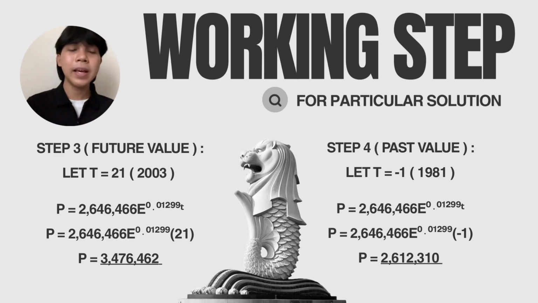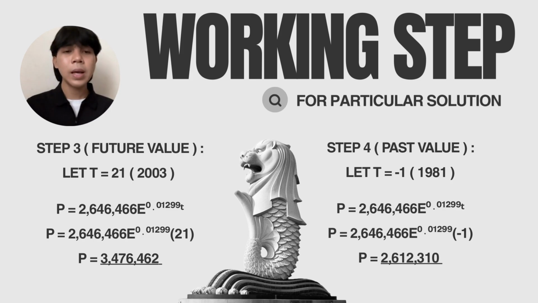Right, for this slide, I am applying the exponential model to estimate values outside the given data range. Our data only covers from t equals 0 until t equals 20, which represents the years 1982 to 2002. So first, for the future prediction, I let t equals 21, which represents the year 2003. Substitute into the model, P equals 2,646,466 e to the power of 0.01299 times 21, which gives the value of 3,476,462.